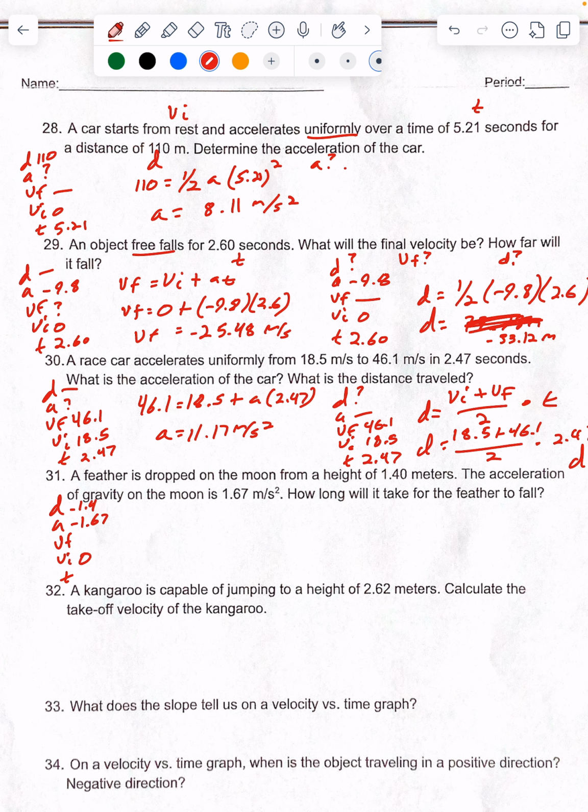Now, here's where you'll kind of run into some issues sometimes, if you miss a sign. We'll usually see it if someone solves for time and they get a negative time. Can you have negative time? No.